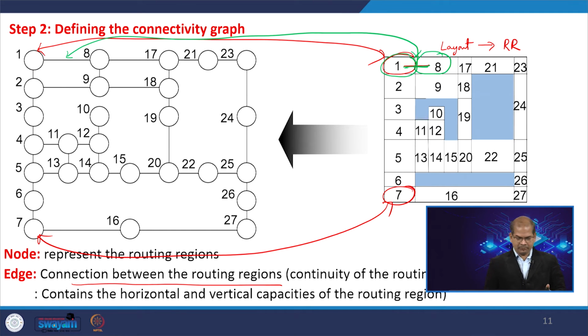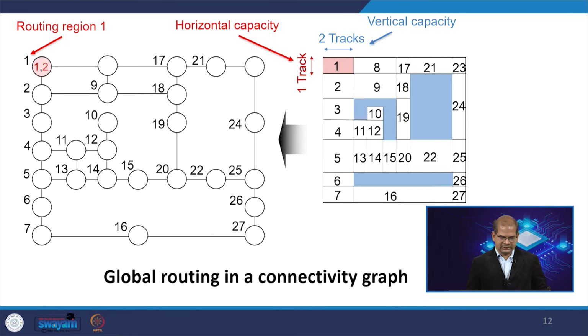Then the second point is that your edge contains two things: horizontal capacity and vertical capacity of the routing regions. So what does this capacity say? It says how many interconnects, how many wires or metals, can pass through that routing region. So here, for each of the nodes we define that. This is routing region 1.